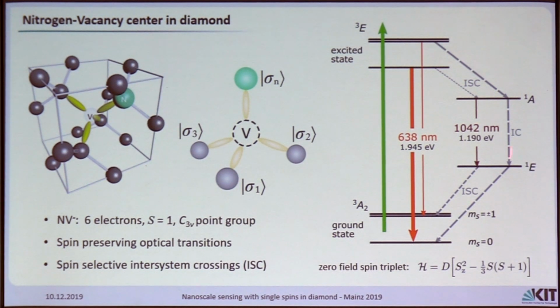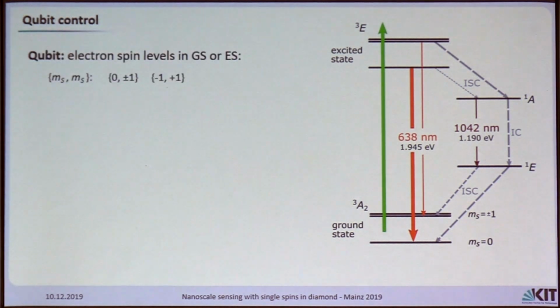And now there are different kinds of decay paths illustrated by the arrows. So ms equals 0 has a very strong optical decay and a very weak intersystem crossing, highlighted by the different thickness of the arrows. And the plus minus sublevels have a very strong intersystem crossing, and the arrows are gray because these transitions are non-radiative. So this singlet state is also considered a dark state. Here we don't get photons, only with this optical one. Because this is very important for the qubit control.